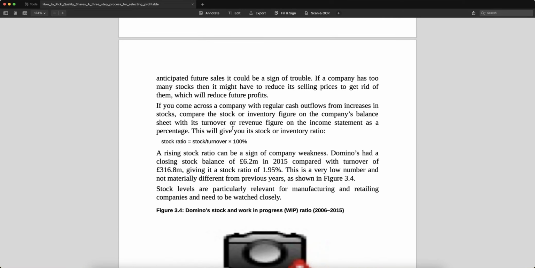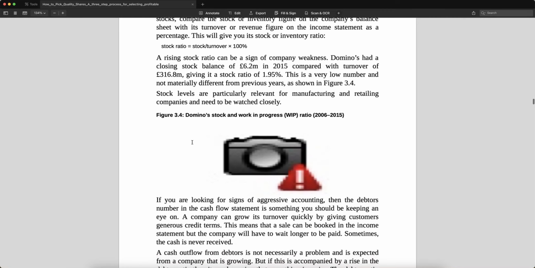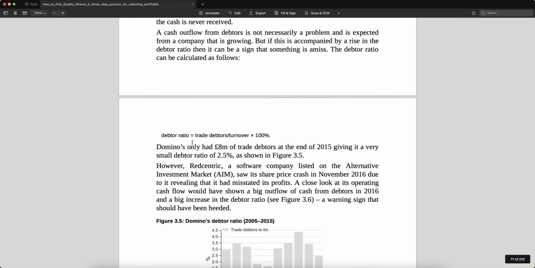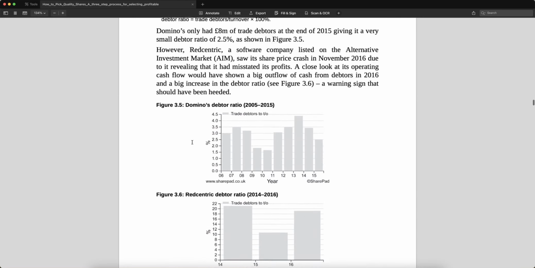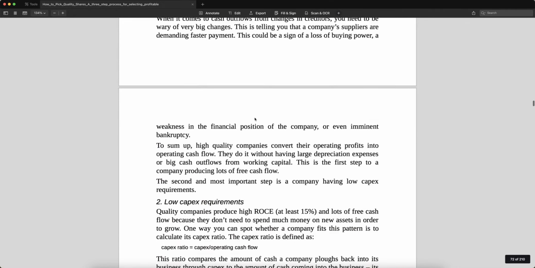So what is the stock ratio? If you come across a company with regular cash outflows from increase in stocks, which is when you give ESOPs, when you give stocks as a bonus and all those things, compare the stock inventory figure of the company's balance sheet with its turnover of revenue. This is basically called inventory turnover, which is there in the Excel sheet. Higher the better. Debtor turnover, how much time it takes for us to collect the payments from the debtors, and similarly, creditor turnover, how much time we take to pay our creditors.